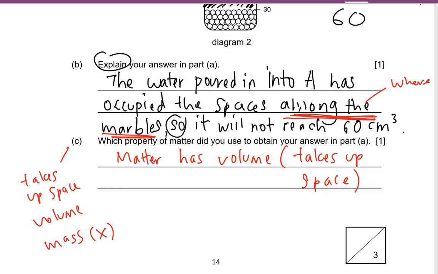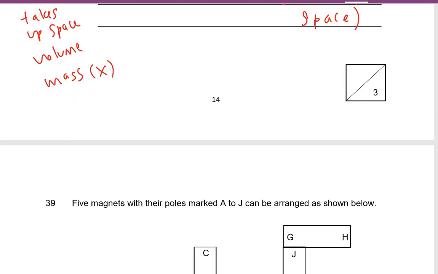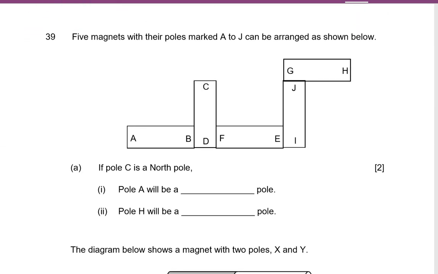Okay, now question 39, next question. Now if pole C is going to be a north, alright, so this is your guess and check. If it is north, this has got to be south, right? Now if this is south, for it to attract, it must be unlike poles. So all these are unlike poles. This must be the opposite pole. This is opposite poles for it to attract.